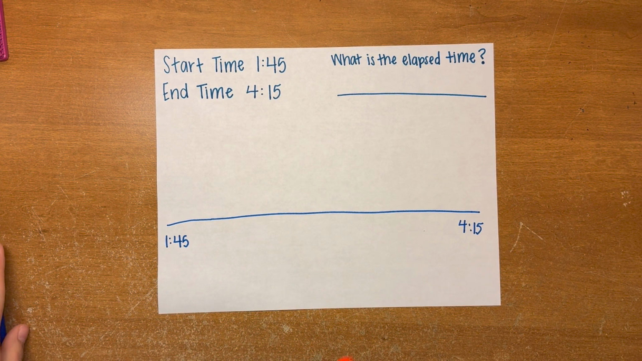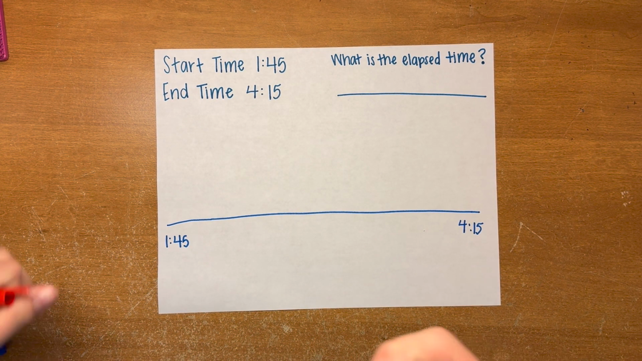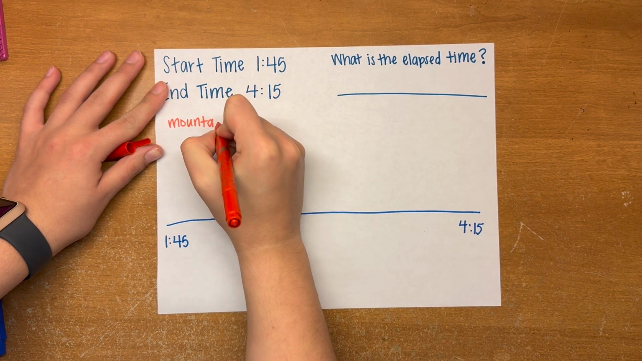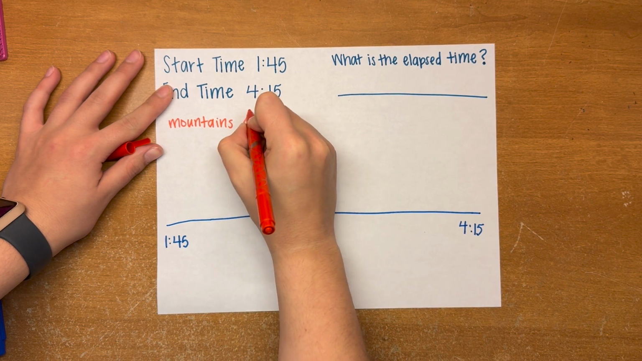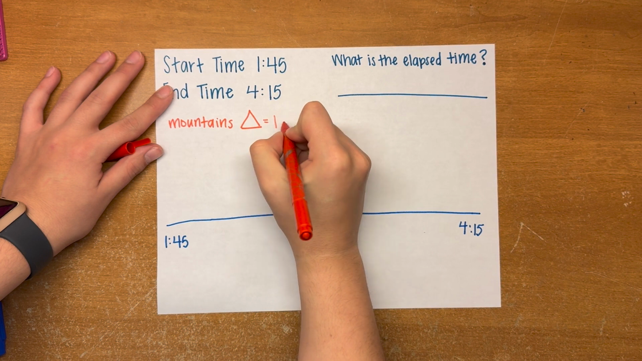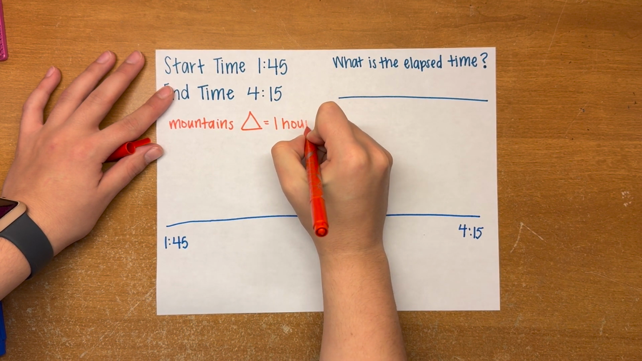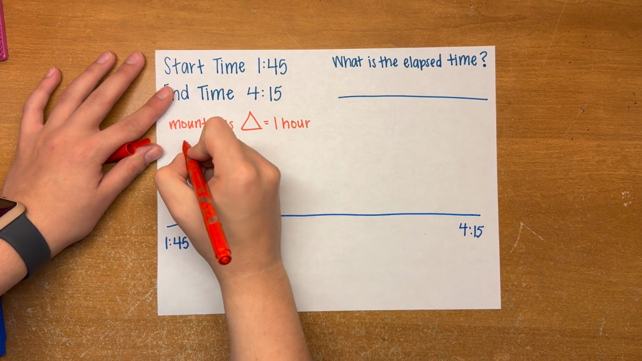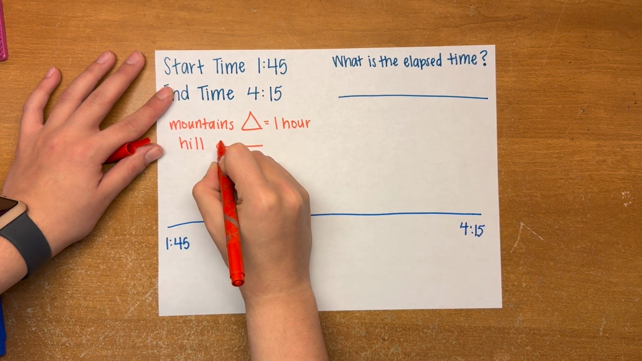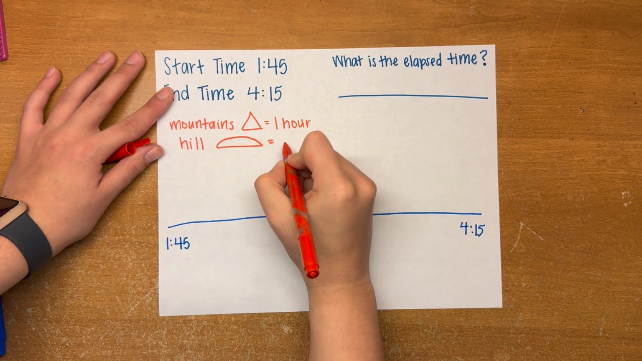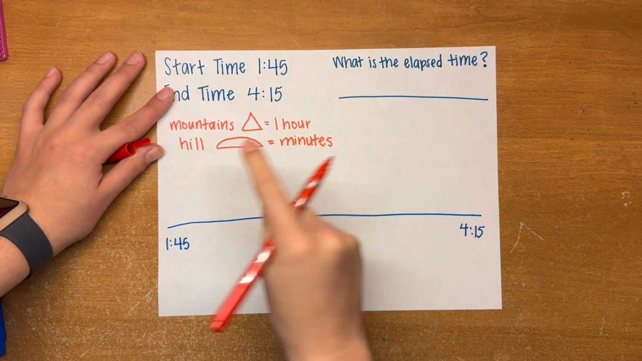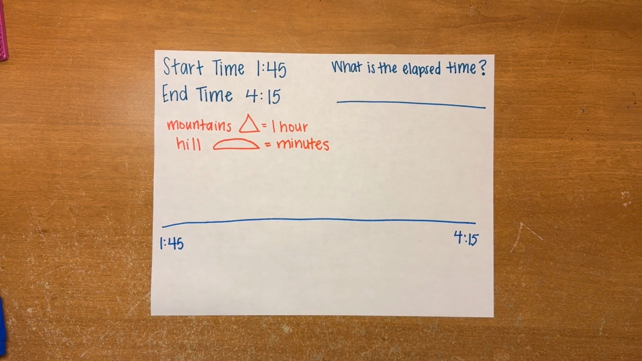So in order to help us solve this, we're going to use the mountains and hills. So our mountains, which are triangles, are going to represent 1 hour. Okay, our minutes are going to be represented by hills. So our hills are going to equal minutes. And minutes, we're going to get to choose how many we put inside of our hill.